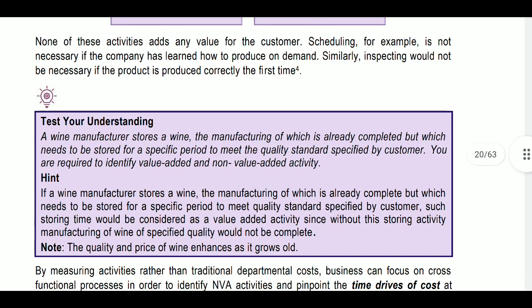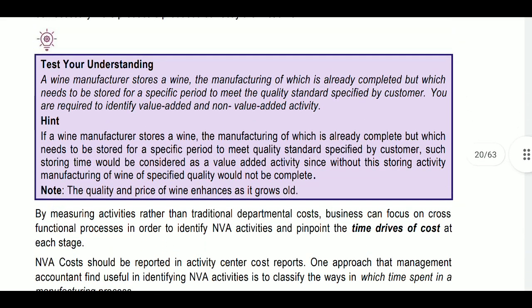Next, test your understanding. A wine manufacturer stores a wine, the manufacturing of which is already completed but which needs to be stored for a specific period to meet the quality standard specified by customers. You are required to identify value added and non-value added activity.